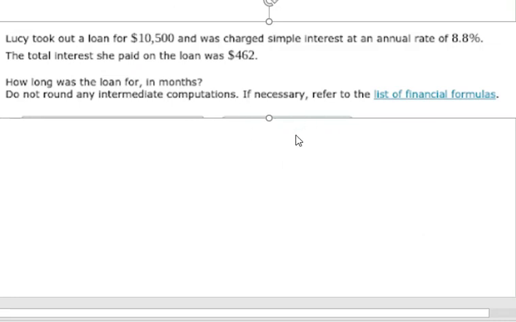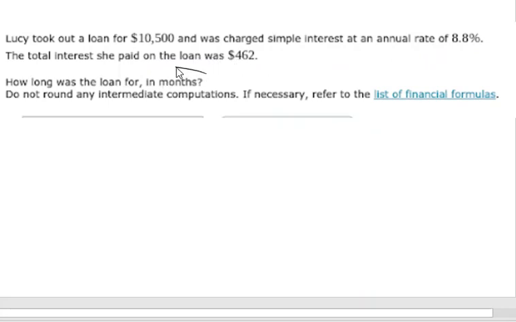Okay, so let's look at this other question. This is one that a student emailed me they were having trouble with, and I'm sure that some of you are having trouble with this same question. So Lucy took out a loan for $10,500 and was charged simple interest at an annual rate of 8.8%. The total interest she paid on the loan was $462. How long was the loan for in months?